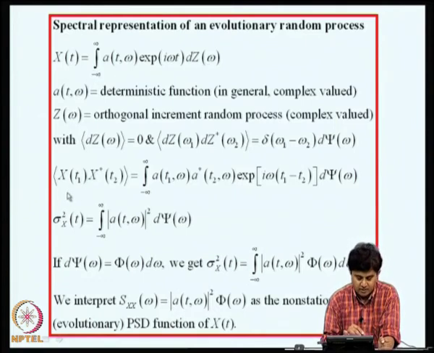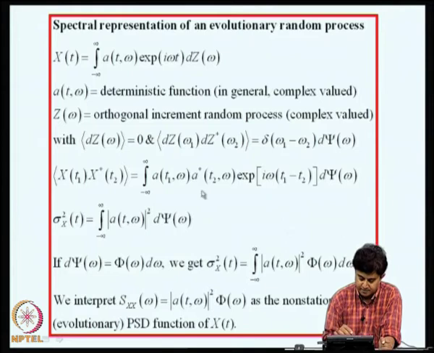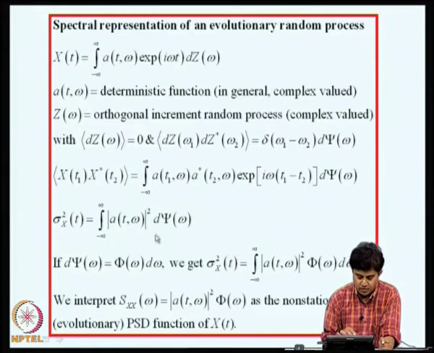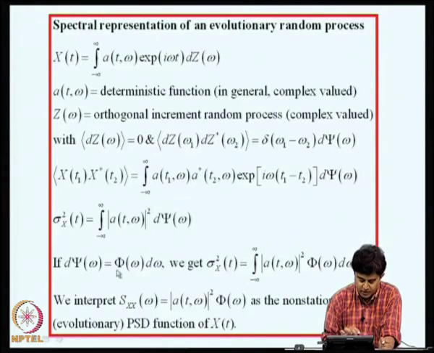Now, if you consider expected value of x(t1) into x star(t2), we can write this in this form. There is a Dirac delta function here which enables us to carry out one integration. At the end of that we get this integral. Now, at t1 equal to t2, we get the variance, sigma x square of t, which is integral of modulus A(t, omega) whole square d psi(omega). Now, if the psi(omega) is differentiable, we can write d psi(omega) equal to phi(omega) into d omega. We get the variance to be integral of modulus A(t, omega) whole square phi(omega) d omega.